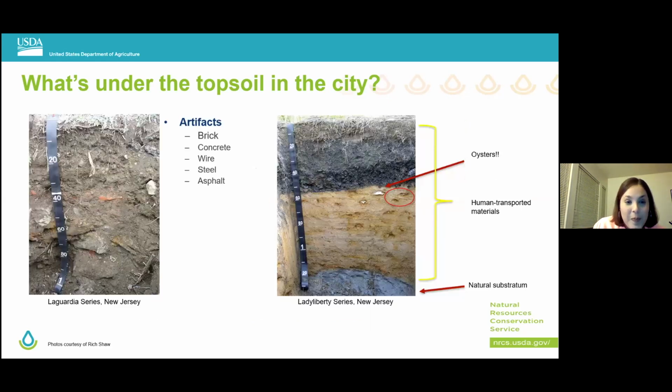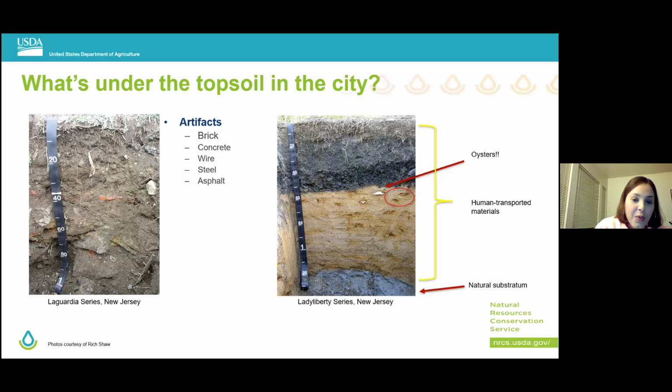Now look at this. What is under the topsoil in the city? Artifacts. Because like I said, if you're building something and you're removing the natural soil, you're disturbing the soil, you get rid of it, and then you have to bring it back, cover it back in order to finish your project and say it's done. Sometimes humans bring a lot of stuff to fill that land. They put bricks, concrete, wires, steel, asphalt. They put a lot of things in there. Those things are going to be part of the new soil profile. So when you're walking in the city, what do you have under the topsoil? You have artifacts.